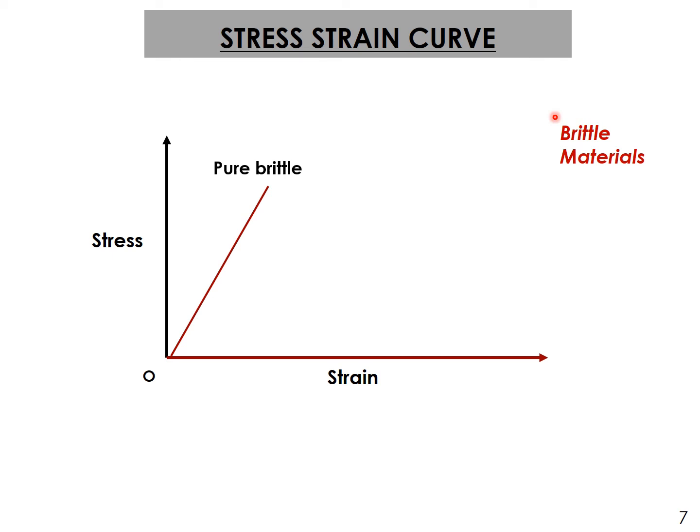Let's take the example of glass. So this is the slope, this is the yield point which we have discussed earlier. At this point the material will fail. No strain hardening and nothing else. It is for brittle materials.